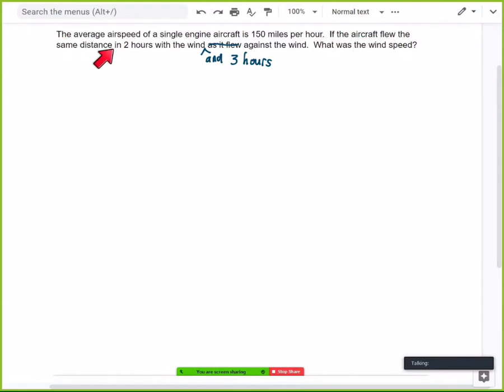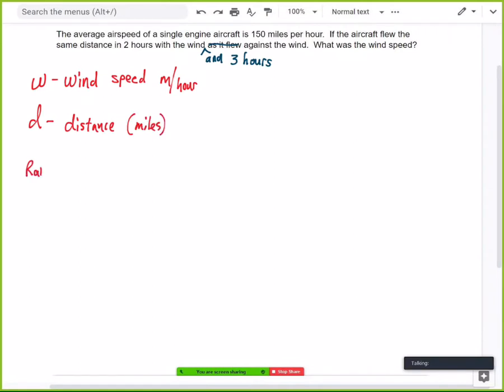I was never told that distance, so I'm going to call that distance my other unknown. And it will be the same in both equations because it says the aircraft flew the same distance. So I'm going to let W equal the wind speed in miles per hour, but I'm going to let distance be d, and I'm going to measure that in miles. So why is this important to make sure you keep track of your labels? Because I'm not going to be able to add W plus d because one's a speed and the other is miles. Can't do it.